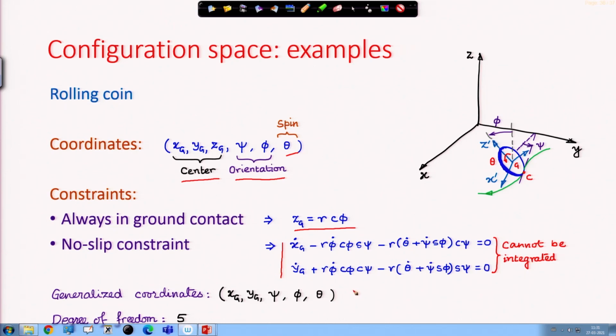And then we found that the generalized coordinates were only 5 in number. By specifying these 5 coordinates, I can completely fix the position and orientation of the coin. Therefore, we have 5 degrees of freedom for the coin.